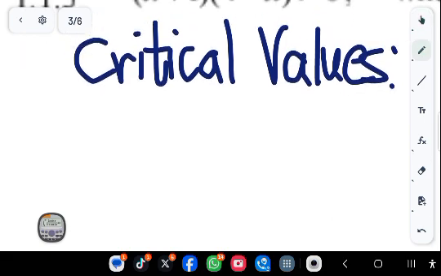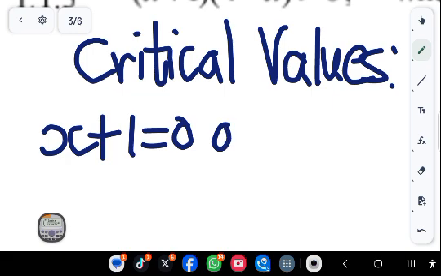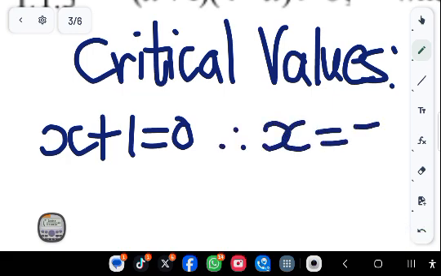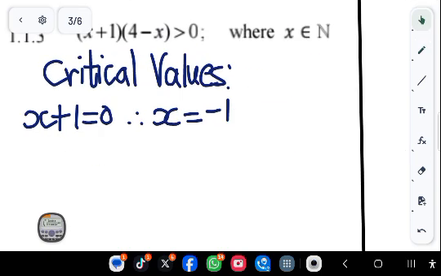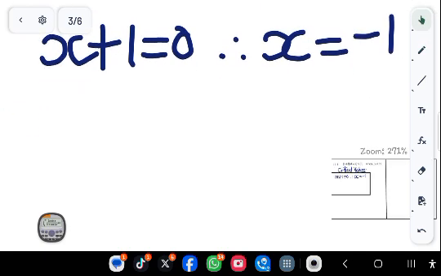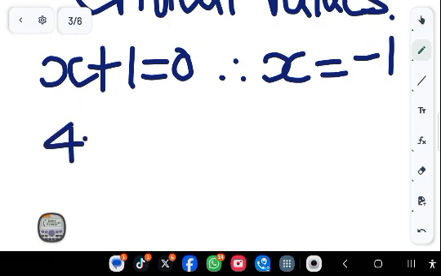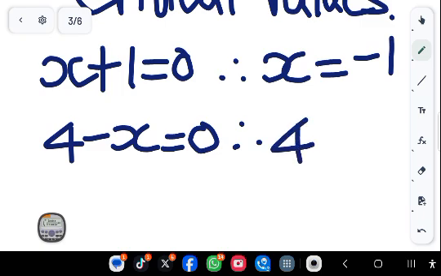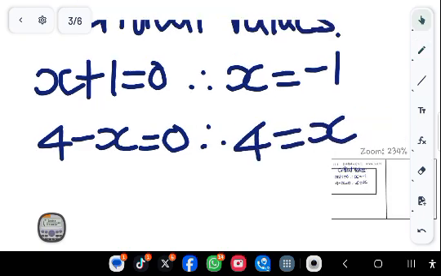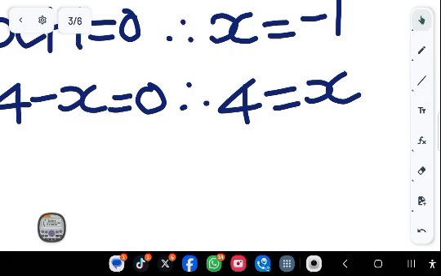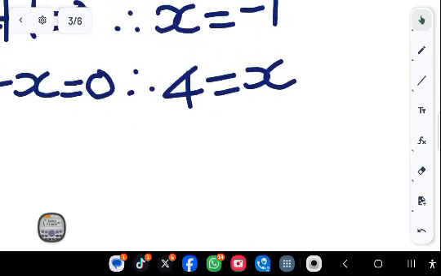To find the critical values, you take the factors and find what would be roots if it were an equation. So the first one is that, and then the second one, 4 minus x equals 0, therefore 4 equals x. We've got the critical values. The critical values are negative 1 and 4.